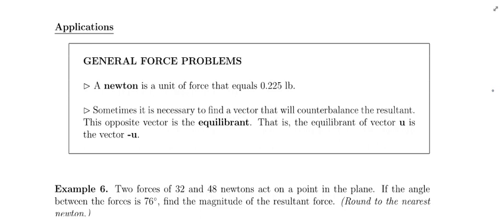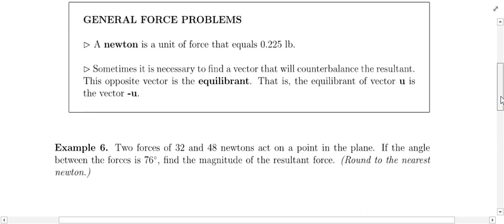Okay, the other bullet point says sometimes it is necessary to find a vector that will counterbalance the resultant. This opposite vector is the equilibrant. That is, the equilibrant of vector u is the opposite vector negative u. Okay, so if you see that word equilibrant, it just means the opposite vector. Okay, so let's take a look at example 6.